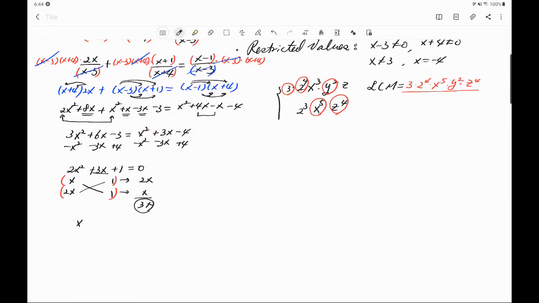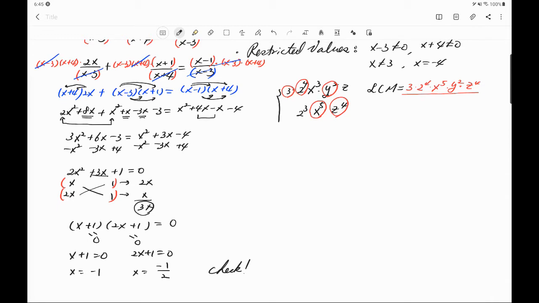So (x + 1)(2x + 1) = 0. Set each binomial factor equal to 0 so that we can find the value of x. So x equals negative 1, and move 1 to the other side and divide by 2. And then check whether these values make the denominator 0.